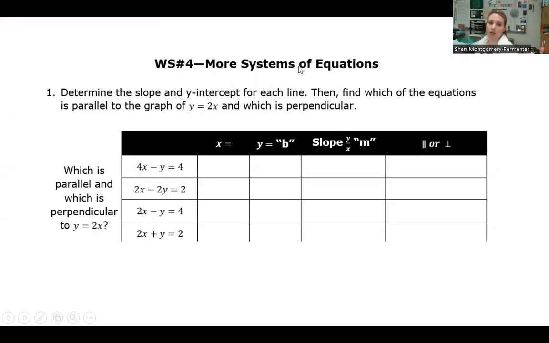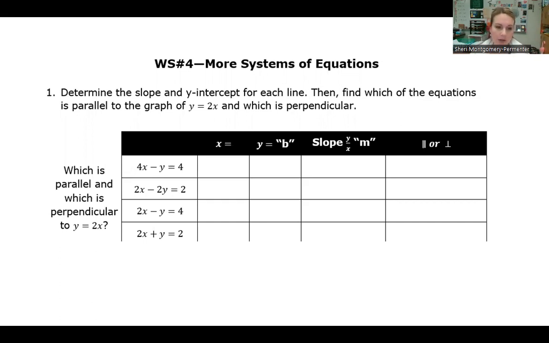So the first question on the worksheet, it says determine the slope and the y-intercept for each line, then find which equation is parallel to the graph of y is equal to 2x and which one is perpendicular. So you should look at your notes from last time. It's actually 2 times ago when we talked about parallel and perpendicular.